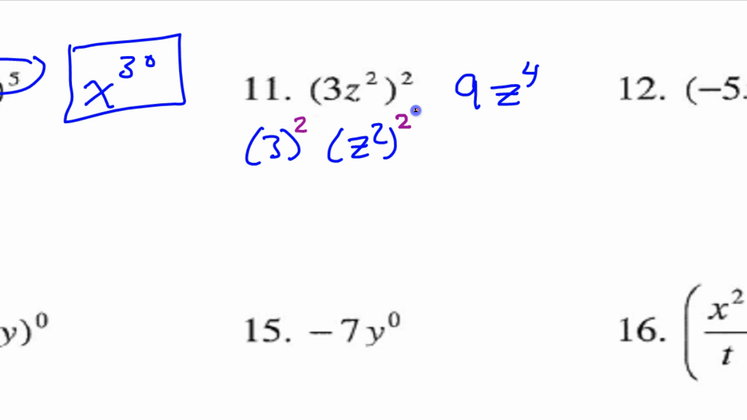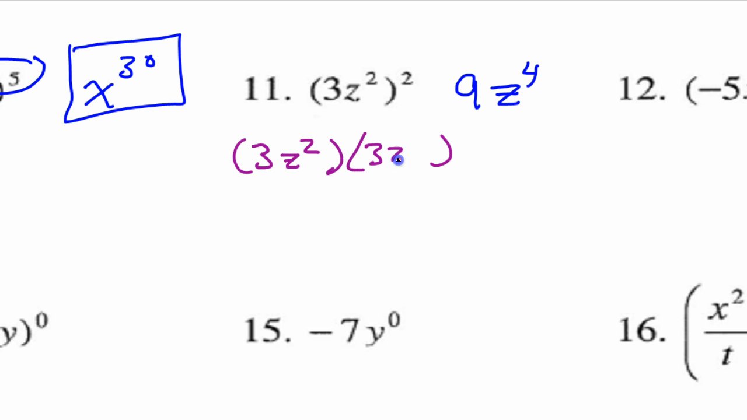So 3 squared is 9. But when you raise a power to a power, you multiply. So this is 4 because it's 2 times 2. Alright, another way to think of it, as though you needed another way, anything squared is that thing times itself. So 3z squared squared is 3z squared times 3z squared. So that makes it a little more obvious that of course it'll be 3 times 3. So that'll be 9, not 6.